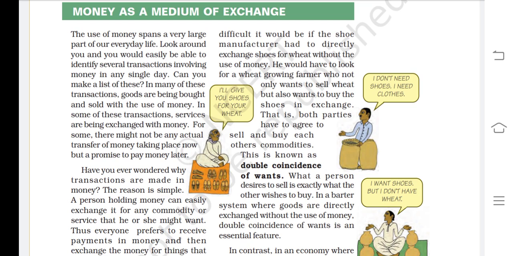Just think that if there was no money, and there was just an exchange of shoes and wheat, then it would be very difficult. Both parties have to agree to sell and buy such commodities. That is what we mean by double coincidence of wants. You have to sell him your shoes, but you have to take wheat from him. So this is double coincidence of wants. Here there is no need of money, so money does not act as an intermediary.